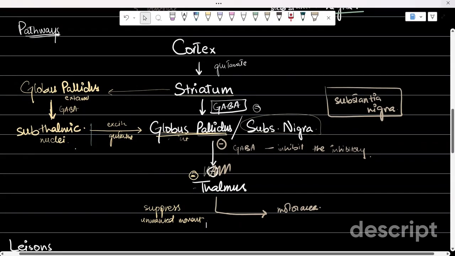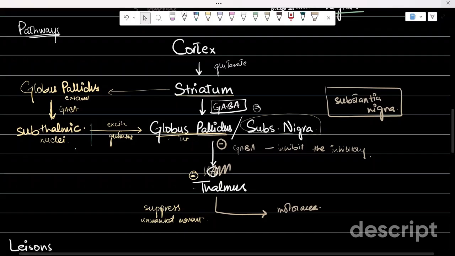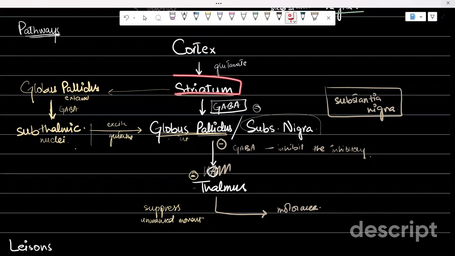I'll just go through it once again just for a little clarification. Cortex is the one sending basic motor signals and it will excite the striatum. Striatum consists of caudate and putamen, which will then send inhibitory signals to globus pallidus in the direct pathway. So basically, this is where the actual things carry out. So when striatum will send inhibitory signals, it will inhibit the function of globus pallidus, which is to inhibit thalamus. Now the inhibitory function is inhibited, that means thalamus will work.